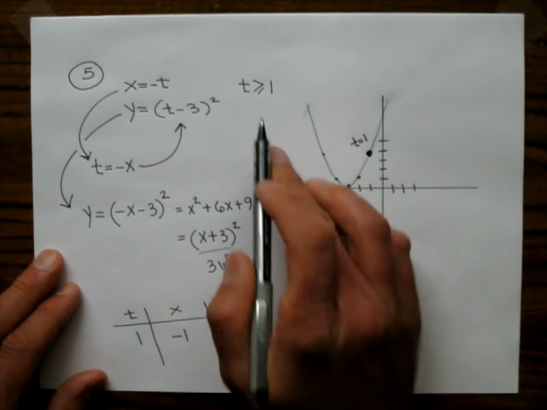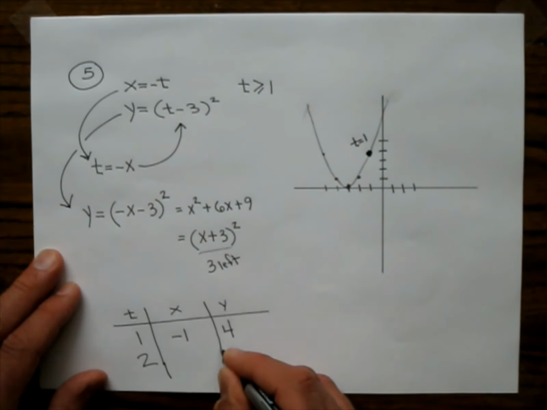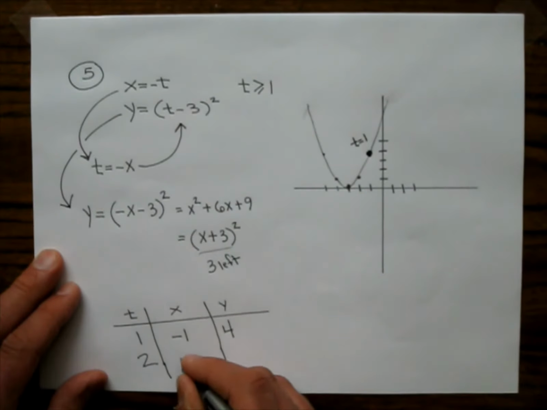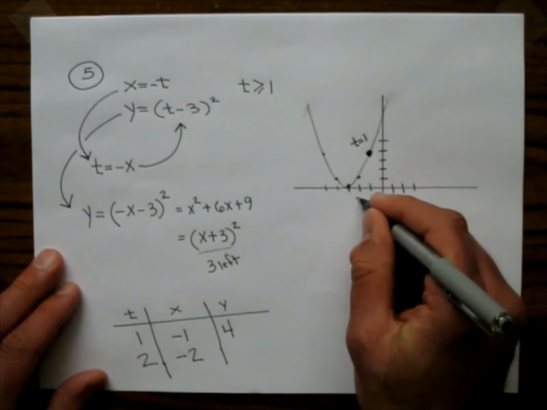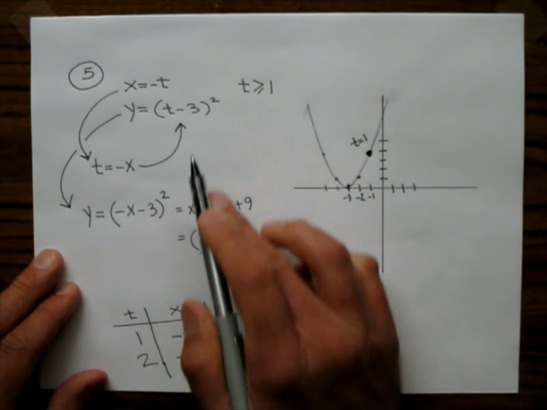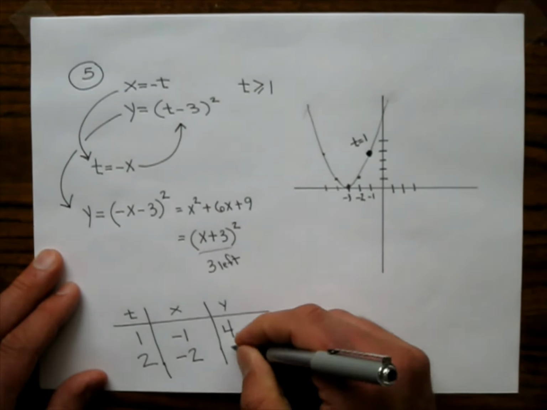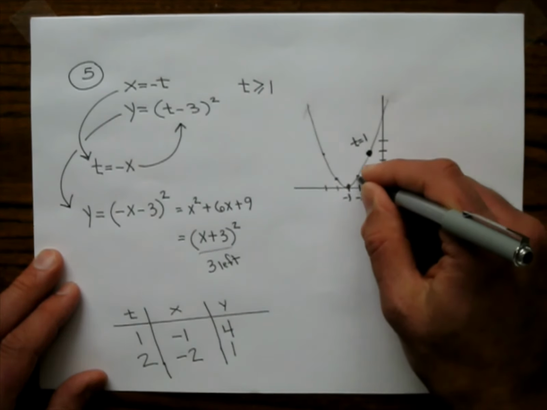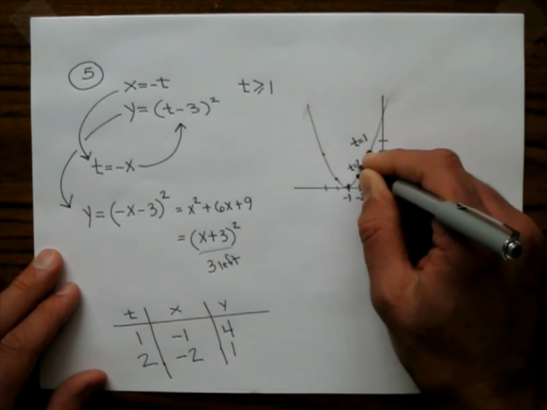Okay, let's see. It says t is greater than or equal to 1. Let's make t equal 2 and see what happens. When I put t equals 2, I get -2. So already I know which way it's going. This is -2 right here. But let's just put the other one in there. We have 2 minus 3 is -1. -1 squared is 1. So the point is -2, 1. So look at this. This is t equals 2.